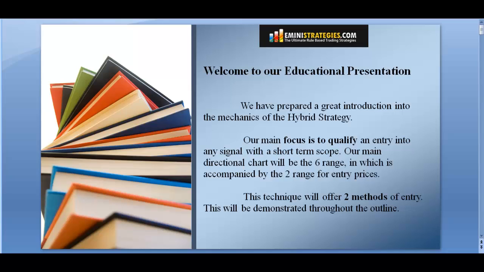I just wanted to go over one of our educational presentations today. For the month of December, we usually send out chapters every month. We'd like to share this one with you, going over a technique that we have with the hybrid strategy on focusing on two specific charts, being the 2 range and 6. Our presentation today will go over the main focus of qualifying an entry, as well as looking at the 2 and 6 range scope with two different types of methods of taking an intraday signal and turning that into an intraday swing possibility.